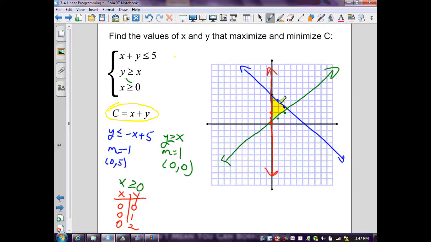But what I want to determine are the values that make this a maximum or minimum value to solve the problem. The maximum or minimum values are going to be determined by the vertices. And what I have are 3 intersection points. My 3 intersection points that are possible solutions are going to be (0, 0), (0, 5).